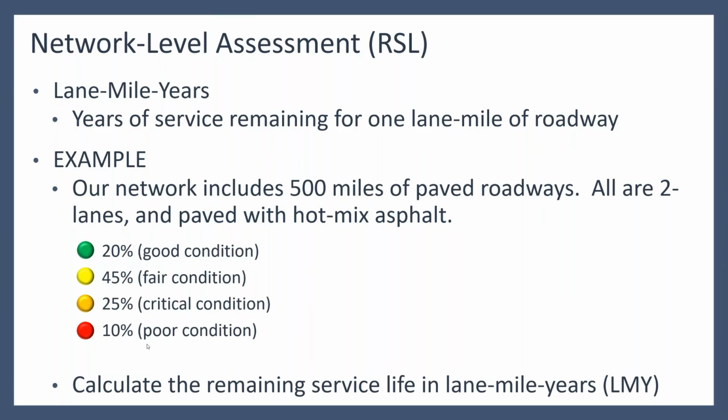So as an example, let's just say that we have a network with 500 miles of paved roadways. All of them are 2 lanes and they are paved with hot mix asphalt. Okay, they're all the same, makes it very simple. But I did my condition survey and found that 20% of those are in good condition. 45% of those are yellow, we'll call fair condition. 25% orange, 10% poor condition.